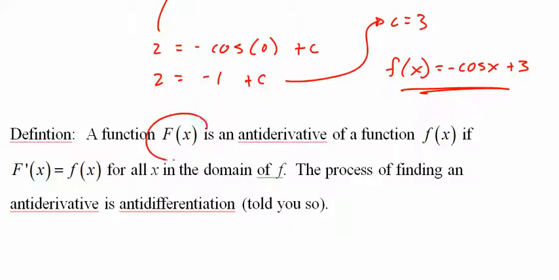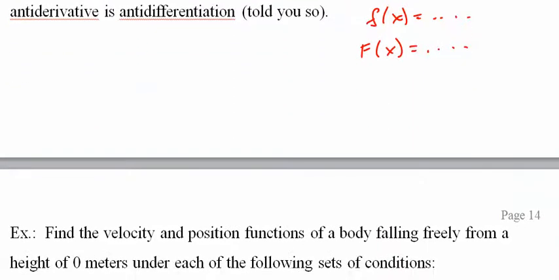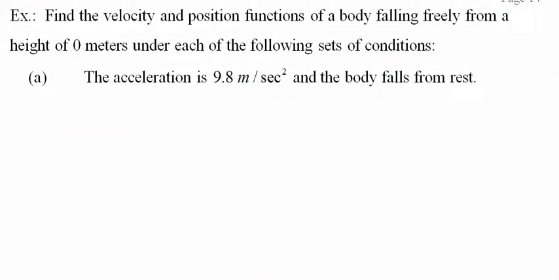When somebody says, here's the derivative, it's f of x, we will typically write the original function as capital F of x. So I say F of x equals dot dot dot. What's the antiderivative? We would say F of x equals dot dot dot. That's called the antiderivative. We will get into this much more in the very near future. So back to velocity and position functions.